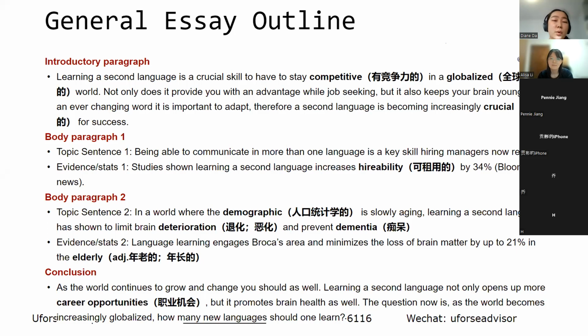So as students will notice, this is a general essay outline. It's not a complete essay. The purpose of an essay outline is to help you organize your ideas, to organize your evidence and statistics, as well as to organize your topic sentences. It helps you get a general idea of the flow of the essay. That way, when you have the essay outline, you're able to better arrange and organize your essay.